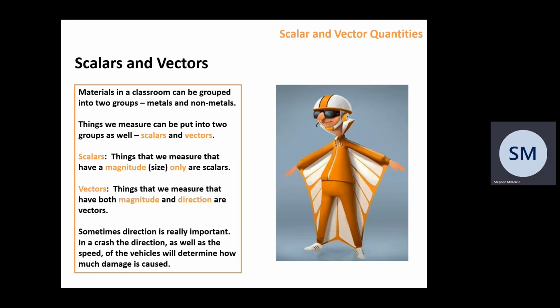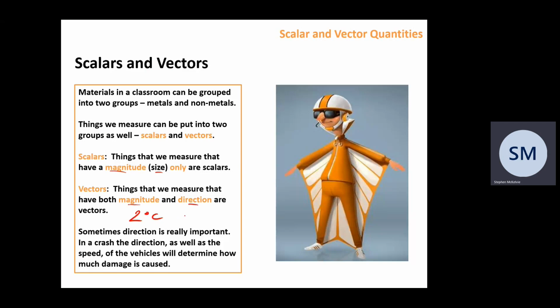Okay, scalars and vectors. Definitely something that you can't skip because it comes up all the time. Even if you're higher set, top set, and you're really confident with all things physics, it's important to be able to tell the difference between a scalar and a vector quantity. Scalars are things that have a magnitude, which means size only, and a vector is something with both magnitude and direction.